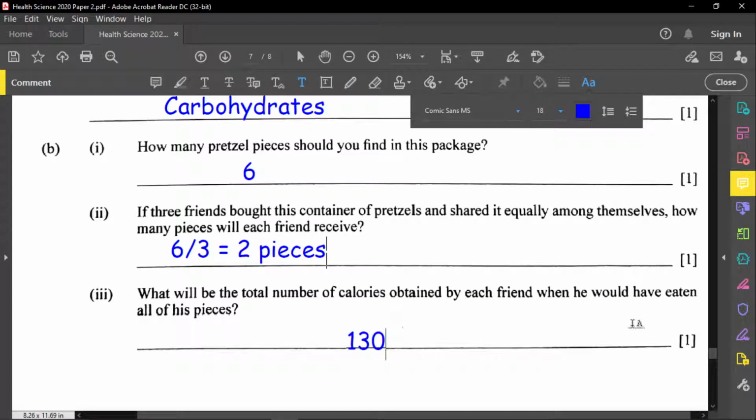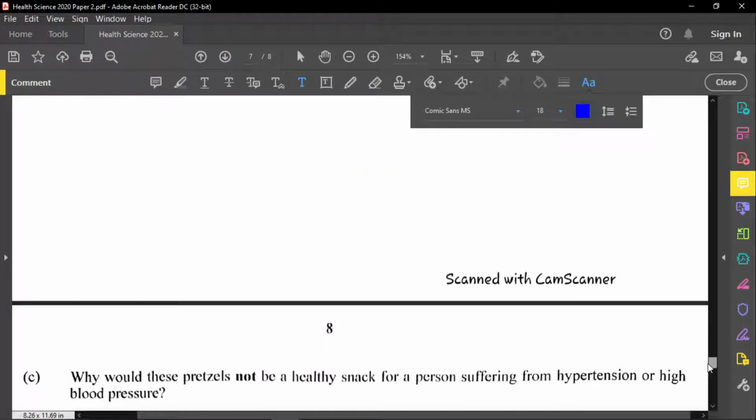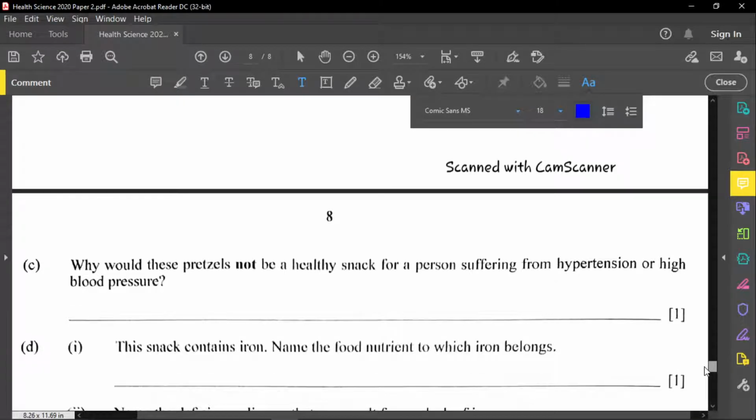All right, great. For the next part of this question, it said, why would these pretzels not be a healthy snack for a person suffering from hypertension or high blood pressure? Remember what causes high blood pressure or hypertension is a lot of salt intake, primarily because of high salt. Not only salt, but fat and cholesterol could also affect it as well.